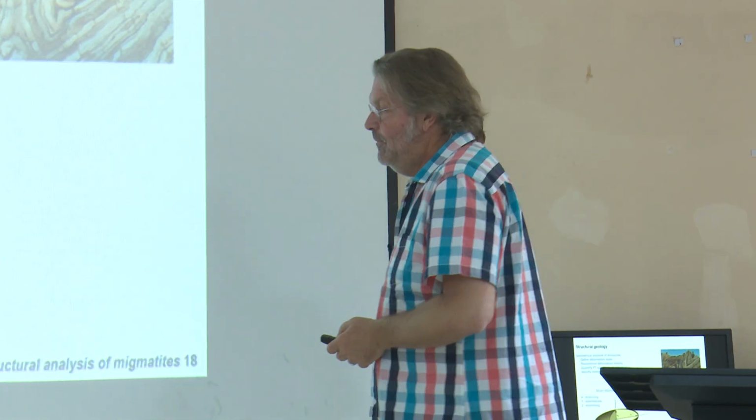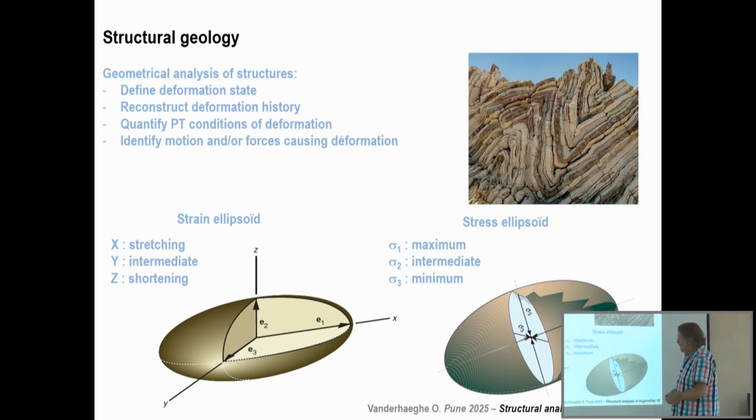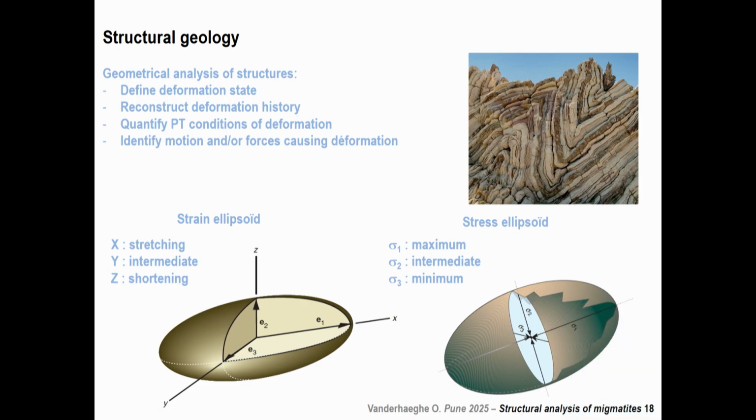So the next step is to relate this strain with the stress ellipsoid. The stress is the derivation of a force at one point and corresponds to a vector that we can subdivide into three main axes, sigma 1, sigma 2, and sigma 3. And this stress ellipsoid doesn't have to be parallel to the strain ellipsoid. So that's all the difficulty.